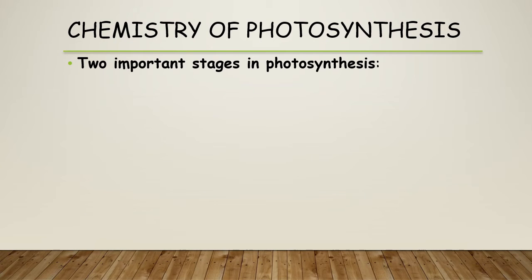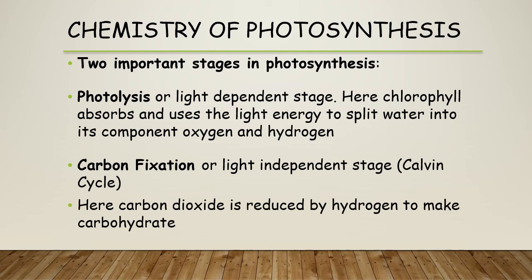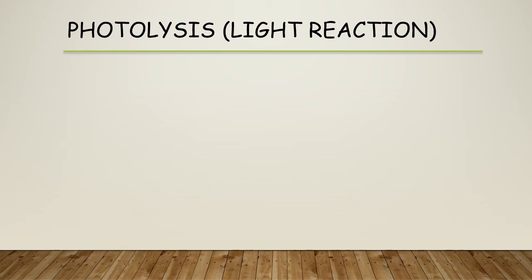In National 5, we already talked to you about two stages of photosynthesis. If you remember, we've got photolysis or the light dependent stage, and that's when we're using that light energy to split water into oxygen and hydrogen. And the second stage being carbon fixation or the Calvin cycle, and that's where carbon dioxide is reduced to make this carbohydrate, and commonly we'll refer to that as glucose. So I'll go through the wordy explanation of what happens in photolysis, then we'll follow it up with a diagram.